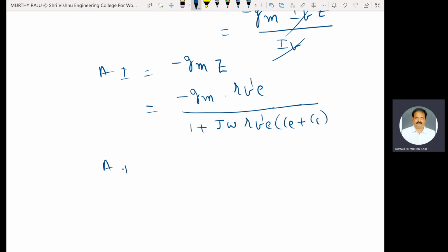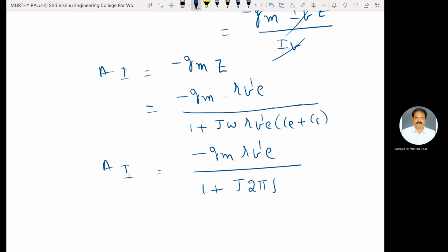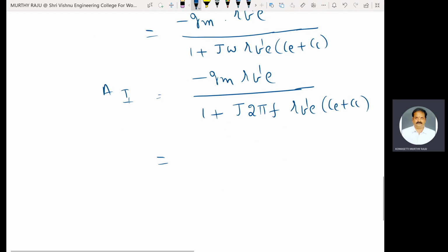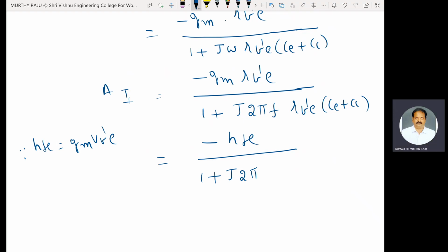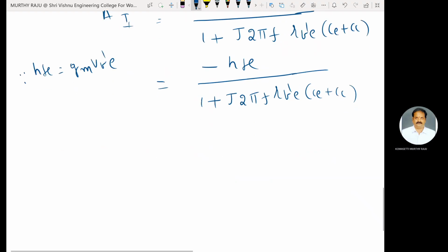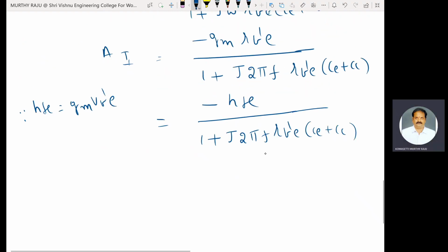Therefore, AI is equal to minus GM RB'E by 1 plus J omega RB'E (CE plus CC), where omega is equal to 2 pi f. But we know that GM into RB'E is HFE, from the hybrid model derivations. Substituting this, AI is equal to minus HFE by 1 plus J 2 pi F RB'E (CE plus CC). This is the current gain as a function of frequency.